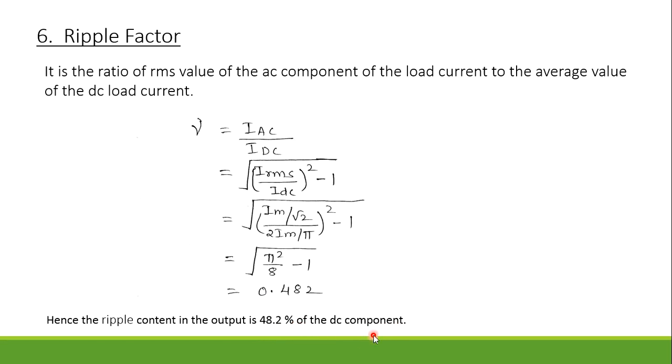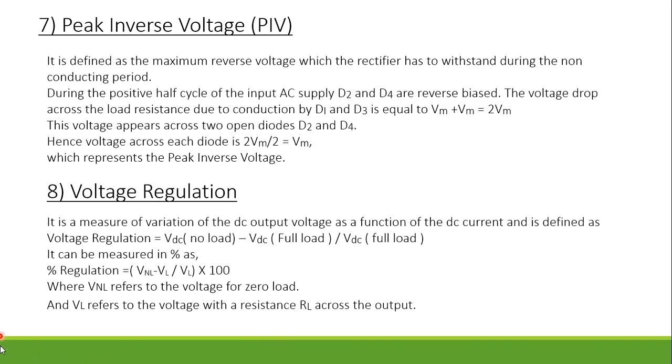So if you convert to percentage, the ripple content in the output is 48.2% of the DC component, and hence there are ripples present in the circuit. Because of this factor, you have to connect a filter circuit which will remove the pulsations, or the ripples, present in the output DC current or voltage.